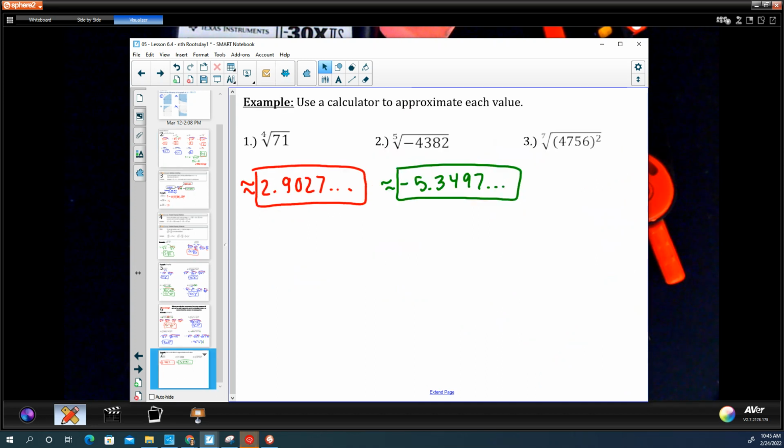All right, let's see this. If you can type this one in, here's what I got: negative 5.3, 11.2367. This is correct. I put 4,382. Okay, make sure you know how to type this in your calculator.